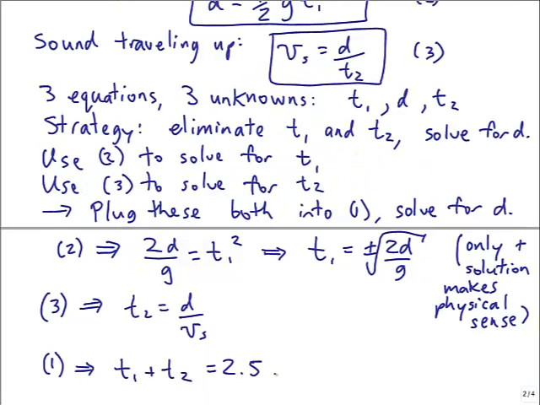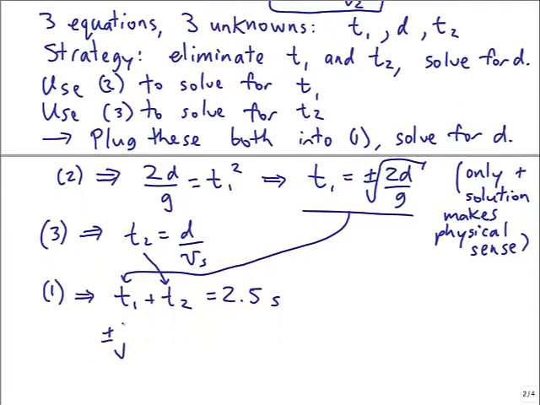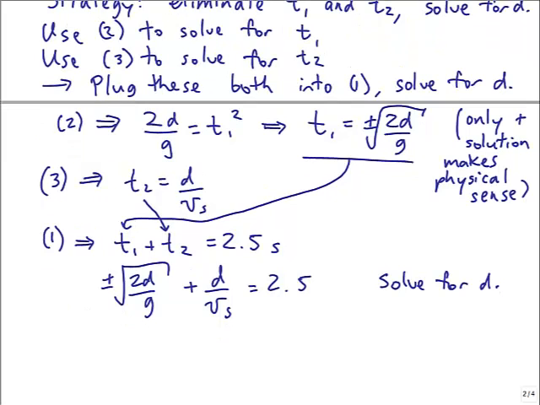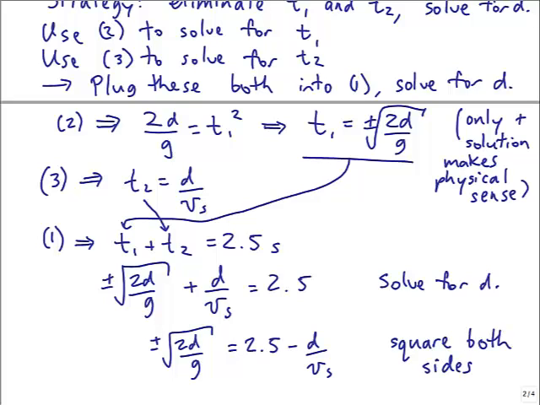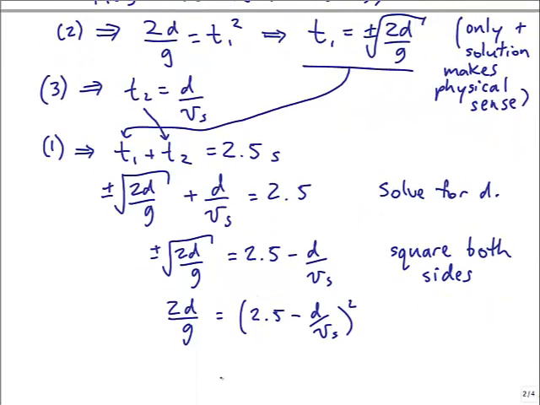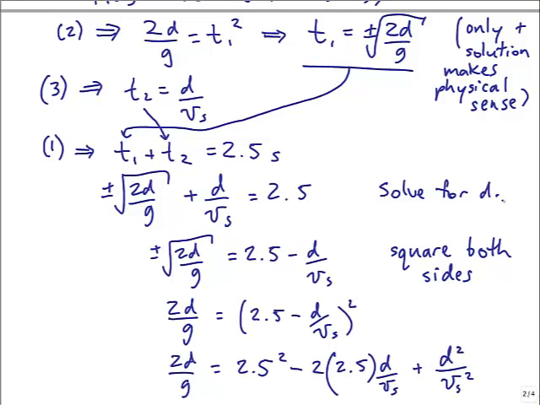t1 plus t2 equals 2.5. I'm going to plug the t1 into the left, the t2 into the right, and it's going to look like plus or minus the square root of 2d over g, plus d over vs, equals 2.5. I'm going to solve this for d. That's not easy, but we can do it. First, let's get the square root on one side, rearrange there. I'm going to square both sides now, so that the left-hand side is just 2d over g, and the right-hand side is the square of this little difference. So 2d over g equals 2.5 squared minus all that, plus d squared over vs squared.